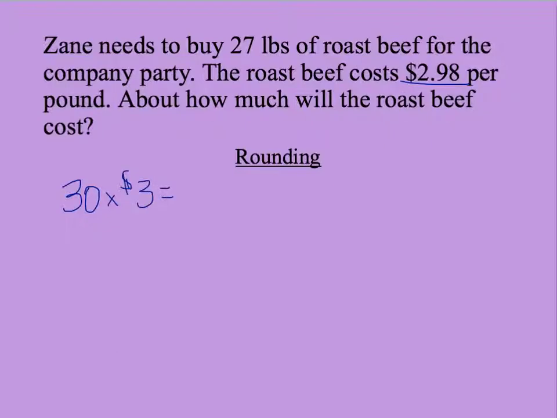So when I do 3 times 3, I get 9. And then I'm going to add that 0 onto the end because 30 is a multiple of 10. So using the rounding strategy, I get the estimate that Zane would need to buy about 90 pounds of roast beef for the party. Now let's take a look at compatible numbers.